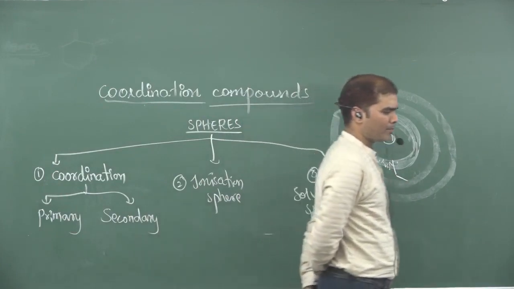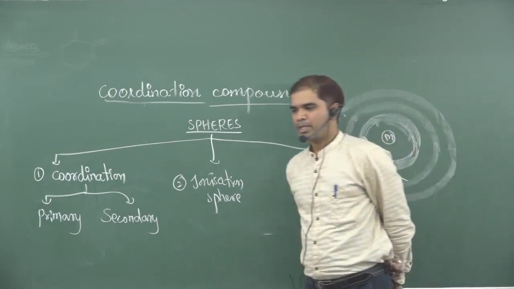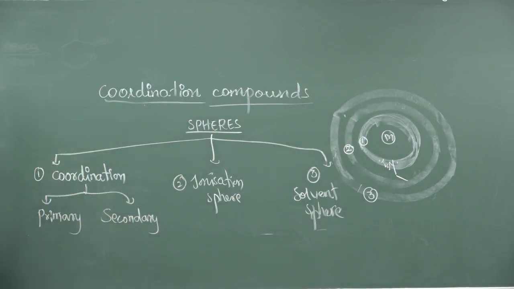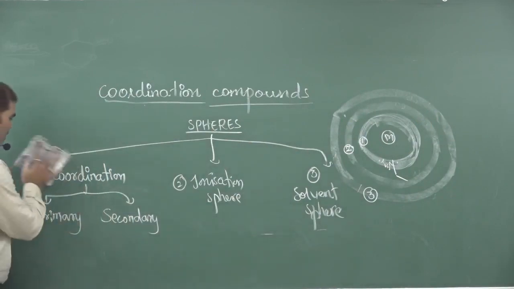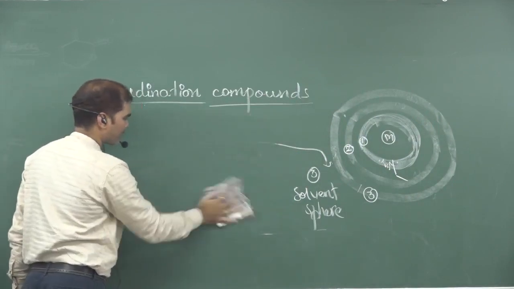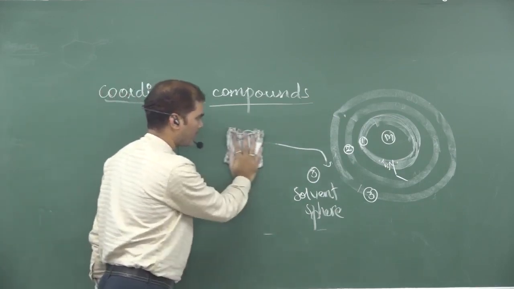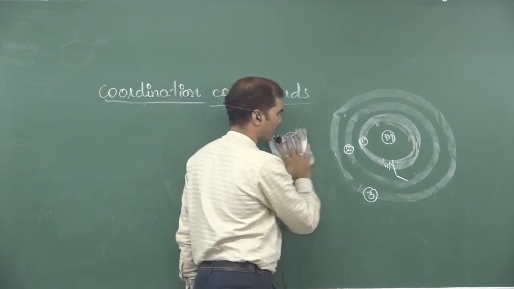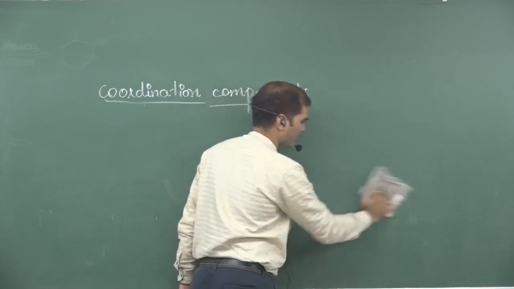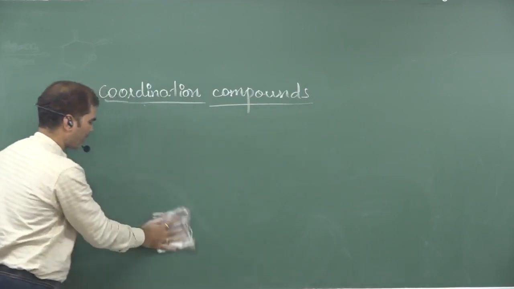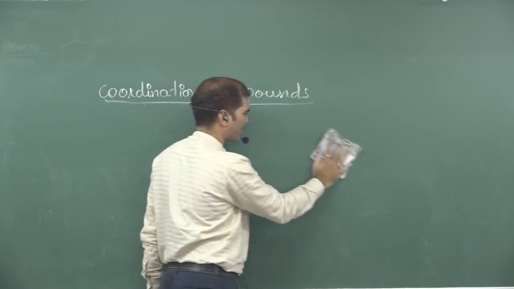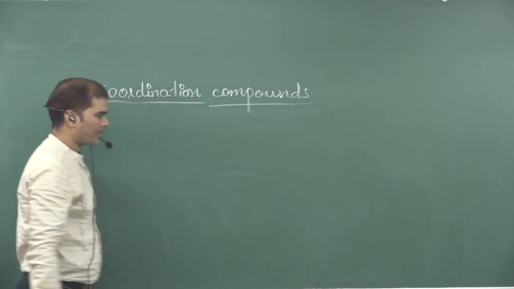These are different types of spheres. Primary, secondary coordination sphere, ionization sphere, and solvent sphere. Just add a point there. Ionization sphere is a choice of the complex.